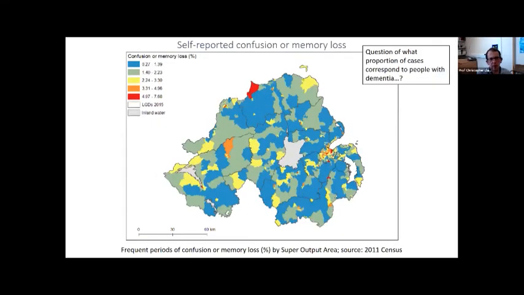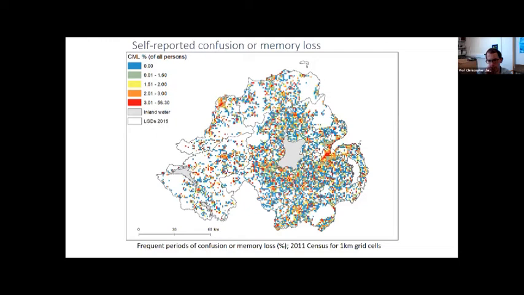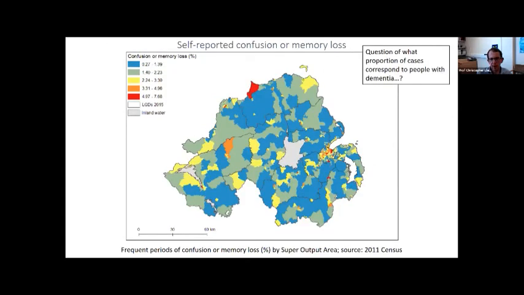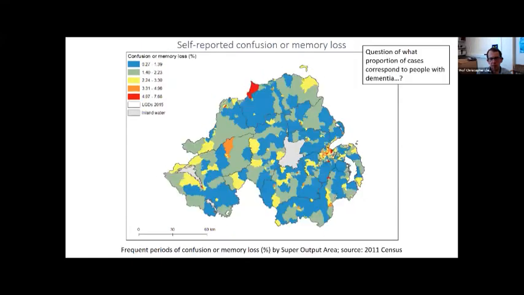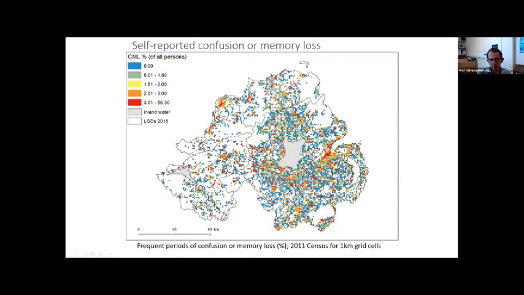So here's confusion or memory loss again as a percentage for super output areas. You've already seen that, and here it is for the same map, this time for grid squares. This time we see a far more geographically nuanced picture. If I flip between the two, it doesn't help that the maps aren't exactly the same size, but you can see that some of these super output areas, which appear to be homogeneous, are actually really not homogeneous.